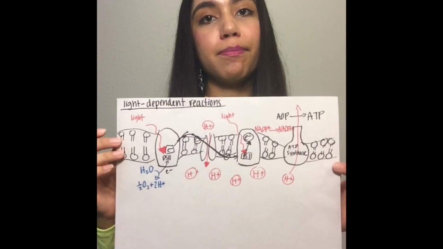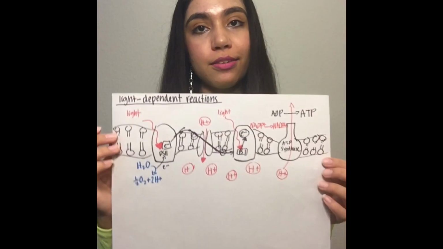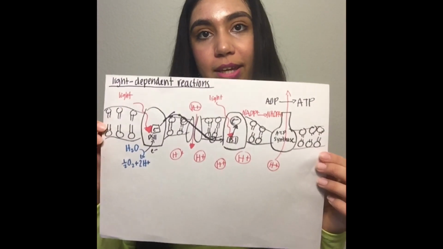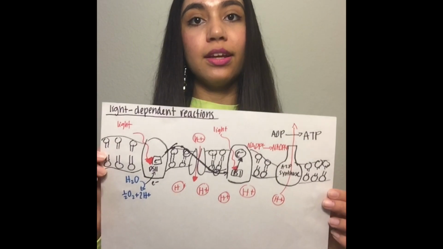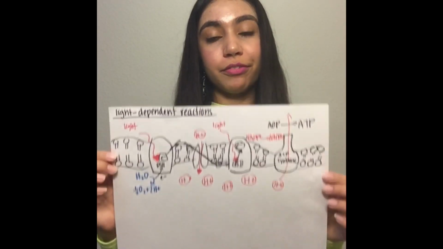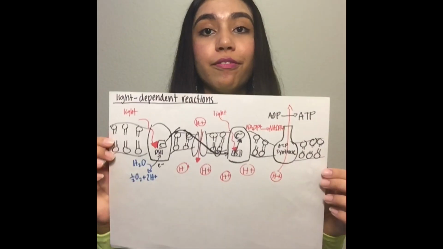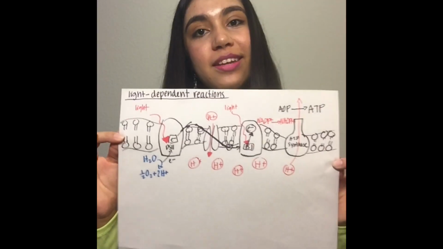Our first step, the light dependent reaction. Hit PS2, splitting that water, going down the ETC, making energy. At PS1, they get more energy. Now we make NADPH. Now the H plus ions make a gradient from the lumen to the stroma. They diffuse through ATP synthase, making our ATP.